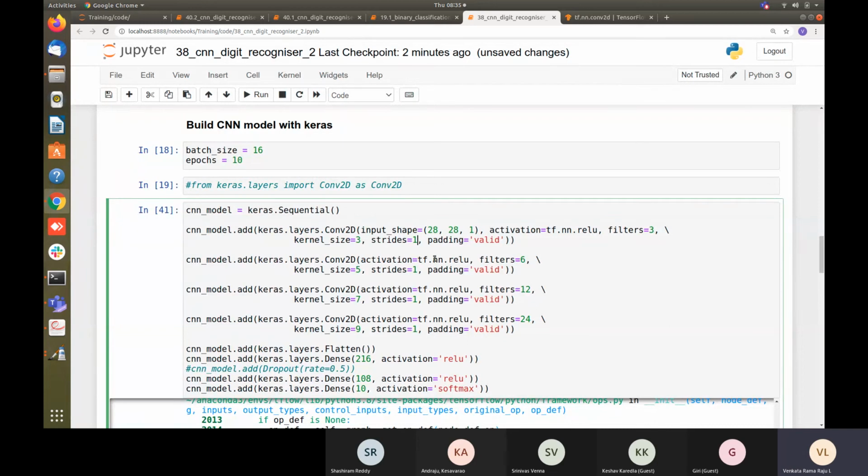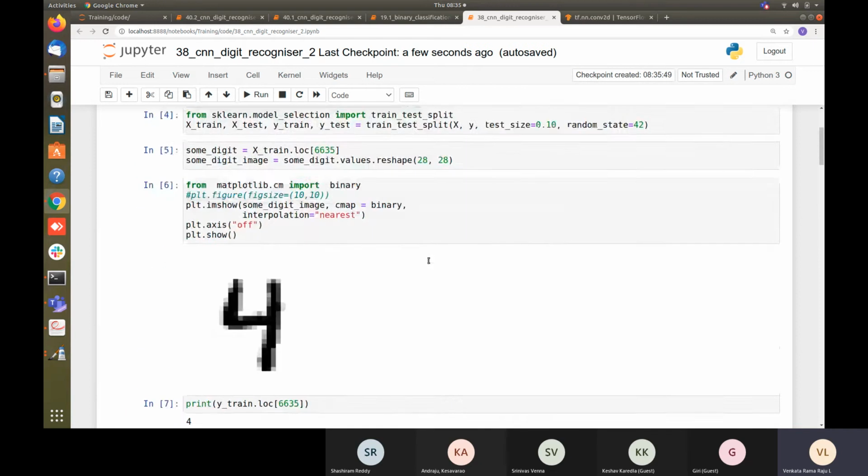So now the formula is 28 plus 2p, with p 0, minus f, which is 3, gives 25, divided by 2, which will not work directly. Divided by 2 will actually take the floor, that means 12, plus 1 is 13. So it should be 13. If I say 2 here, it should work. Let's see.